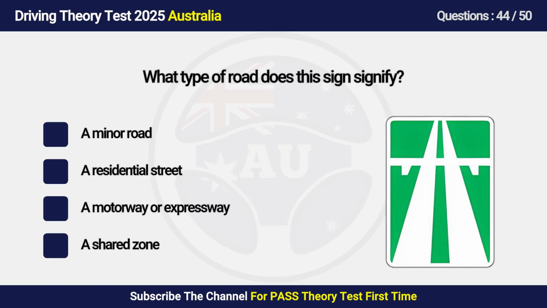Question 44. What type of road does this sign signify? A. A minor road. B. A residential street. C. A motorway or expressway. D. A shared zone.